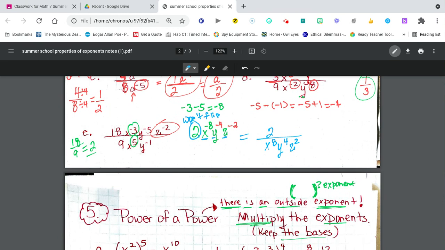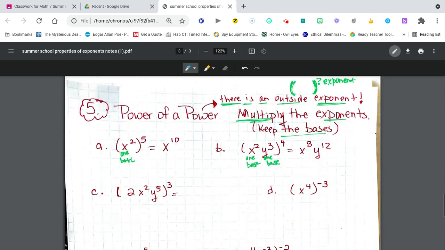And when you have multiple bases, you have to write one of those bases and then either add or subtract the exponents. Add if you're multiplying, if it's multiplication between those multiple bases. Subtract if it's division between those multiple bases.